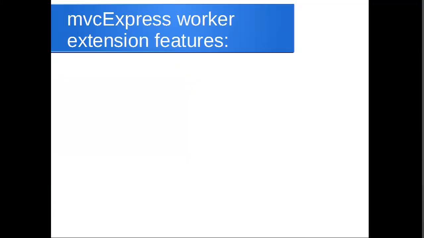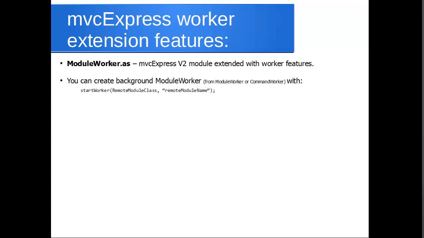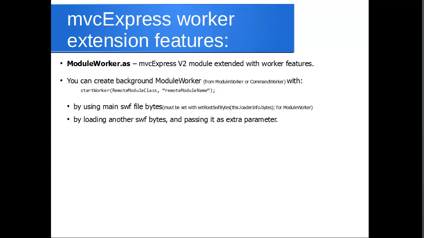Let's recap the mvcExpress worker extension features. First of all, you have to use the module worker class. It is an mvcExpress module extended with worker features. You can create background workers with other module workers with the start worker function. For that to work, you have to either use the main SWF file bytes and set it with the set root SWF bytes function, or you have to load another SWF file and pass it to the start worker function.